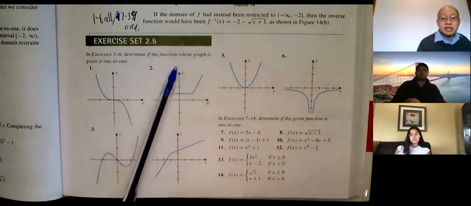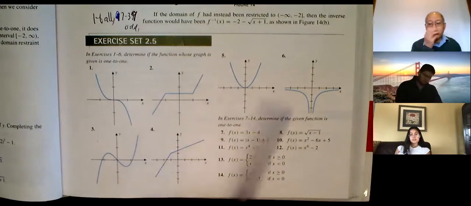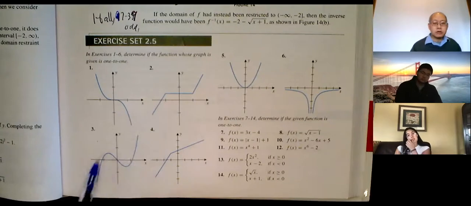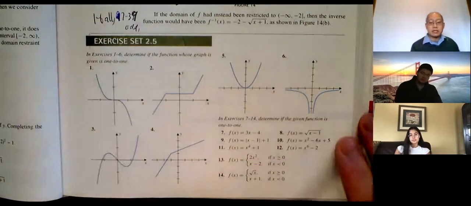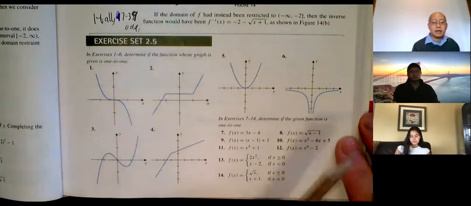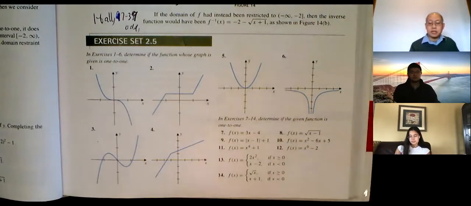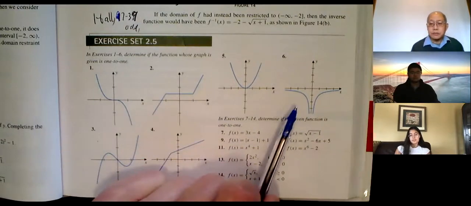And by the way, notice it says the function. So do you agree 1, 2, 3, 4, 5, and 6 are all functions? What makes 1, 2, 3, 4, 5, and 6 functions? All 6 of them pass the vertical line test. So for instance, look at number 2. If I draw a vertical line anywhere, it'll only touch at 1 point. Same for 4, same for 6. If I draw a vertical line anywhere, it's only going to touch 1 point.